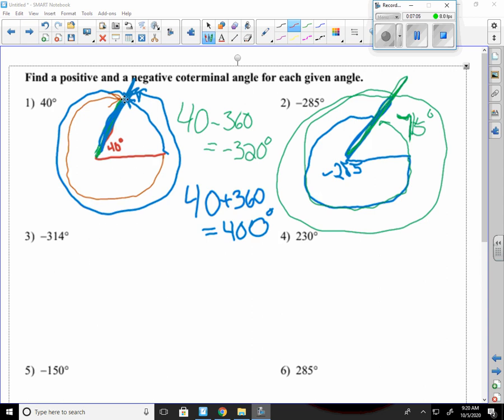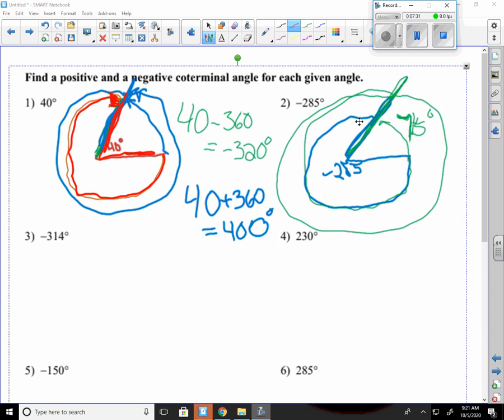In order to find a coterminal angle, or an angle that matches up with 40 degrees, what I need to do is I can either go clockwise, which would go negative direction, which means I subtract 360, or I can go 40 degrees and then another 360 degrees to come back to it. So that gave me negative 320 or positive 400.